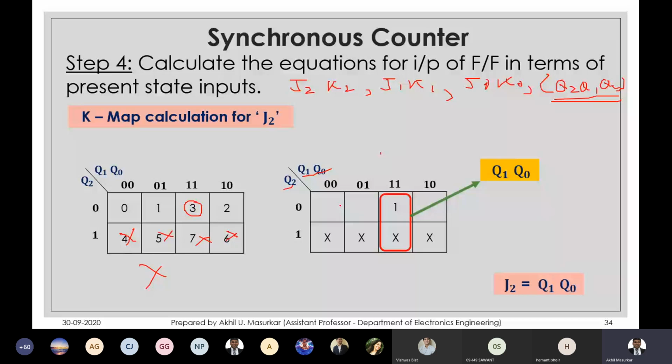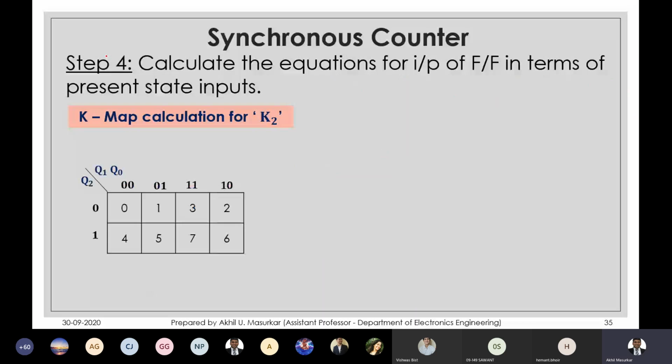So for K2, 0, 1, 2, 3 is don't care. And then 4, 5, 6 is 0, and 7 is 1. So you just write for J2, this is the K-map. Now for K2, the first 4 are don't cares. Then 4, 5, 6 is 0, 0, 0, and 7 is 1.